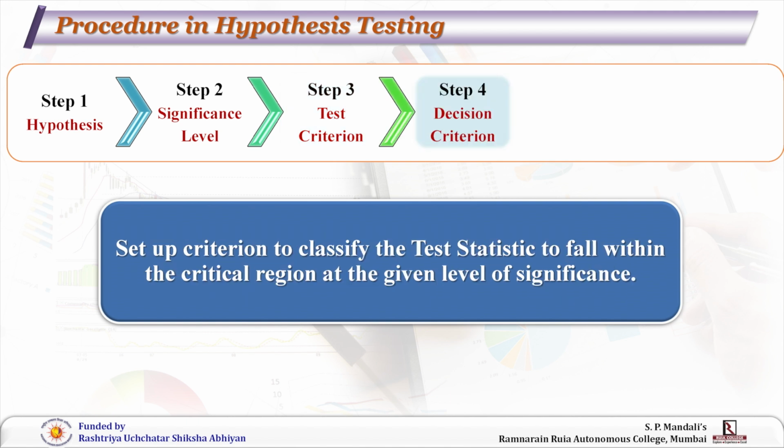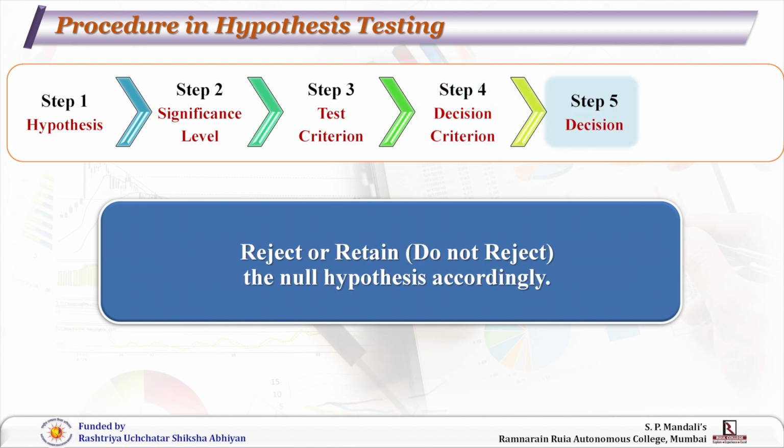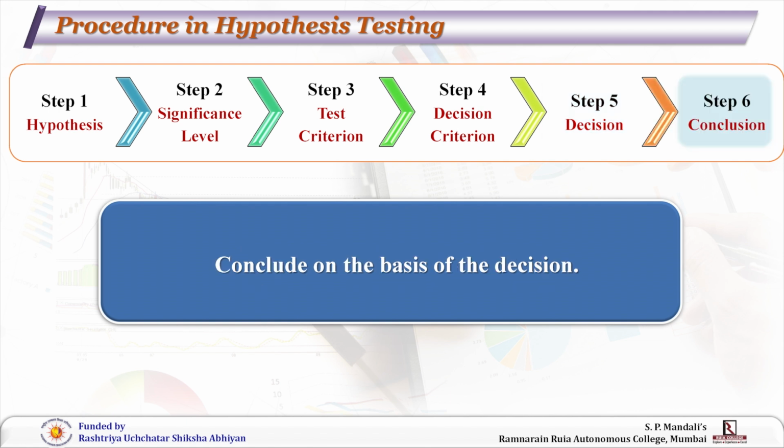The fourth step is to set up the decision criterion to classify the test statistic to fall within or beyond the critical region at a given level of significance. And the next step is actually to decide whether to reject or retain the null hypothesis, and the last step would be to conclude about the parameter on the basis of this decision.